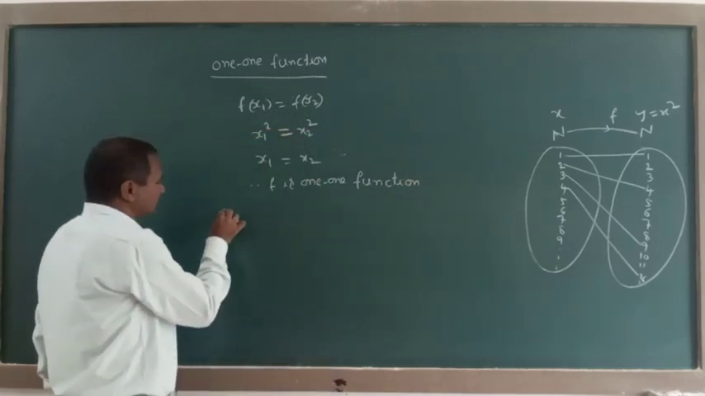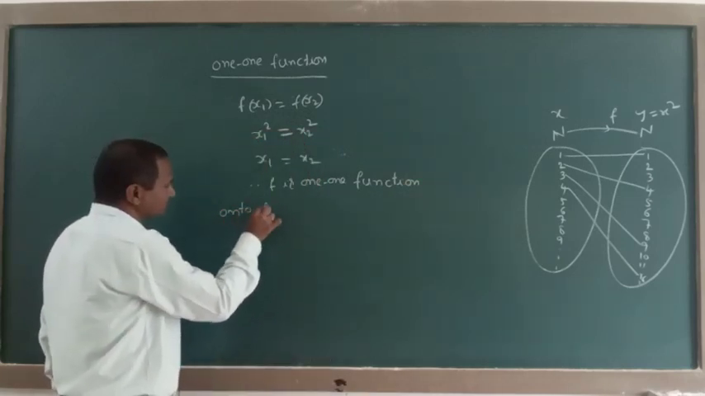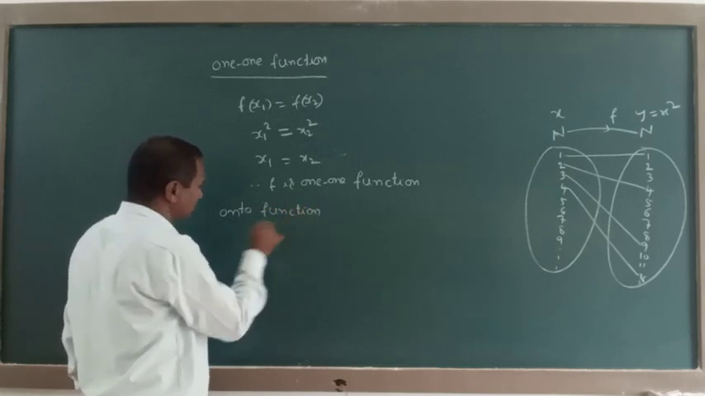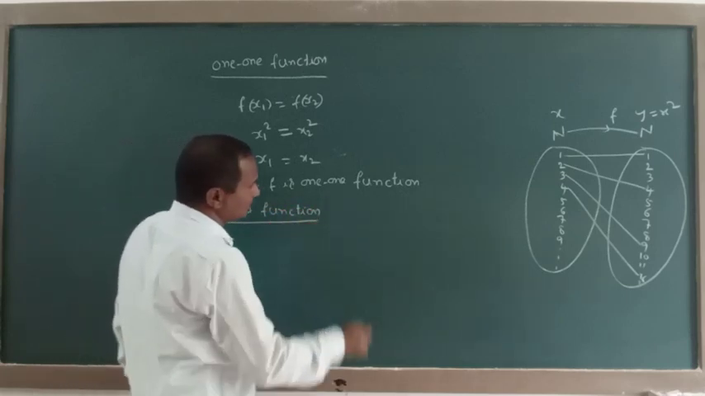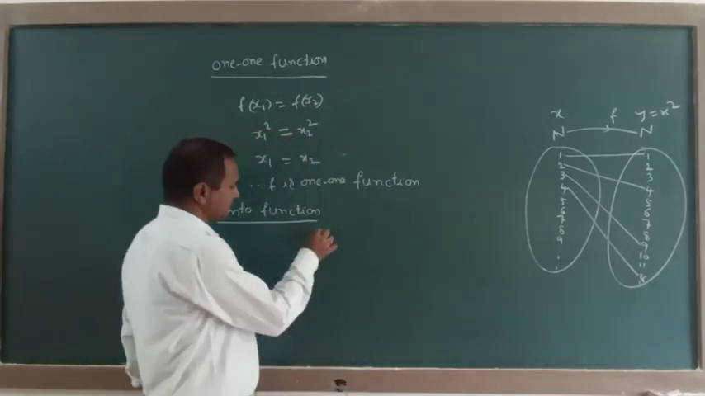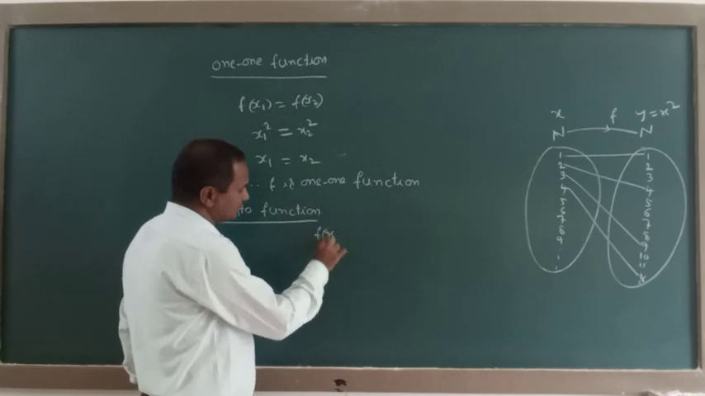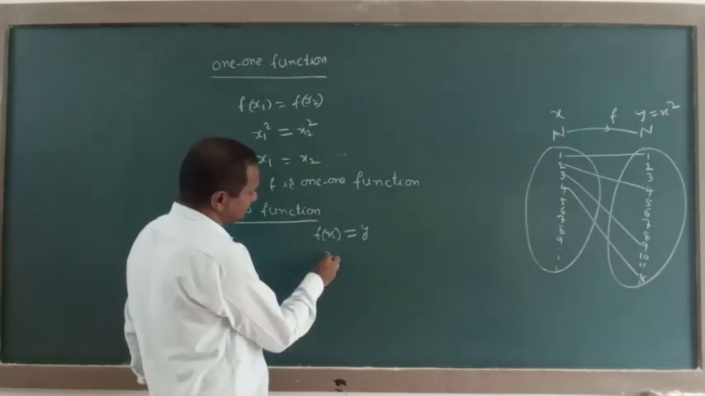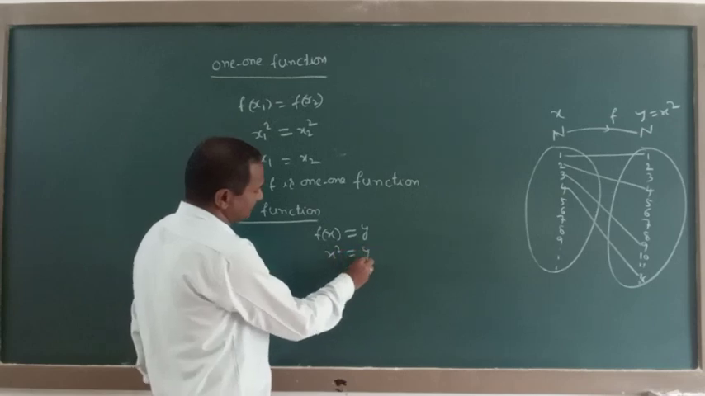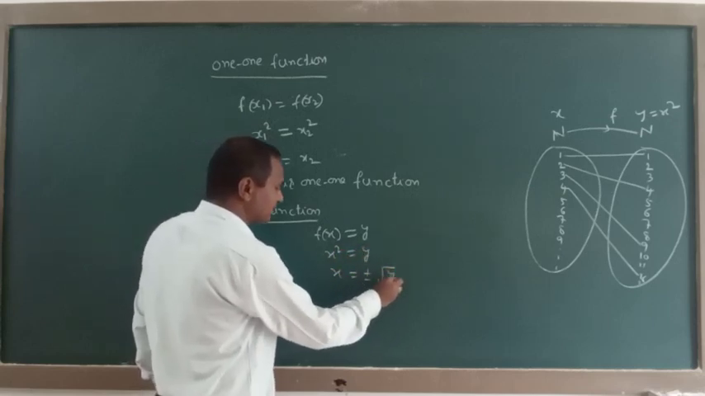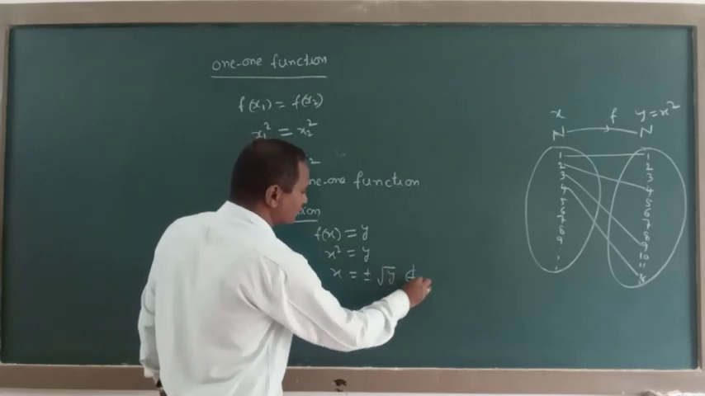Next, onto function. Onto function formula is f of x equal to y. This is the verification. f of x equal to y. f of x means x square is equal to y. x means plus or minus square root of y. But negative numbers do not belong to capital N.